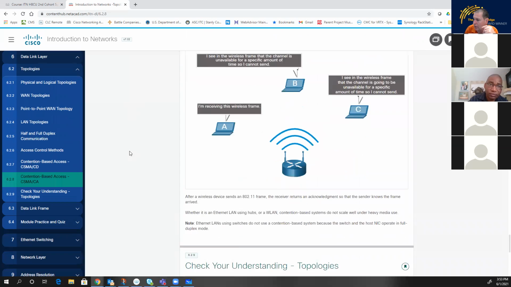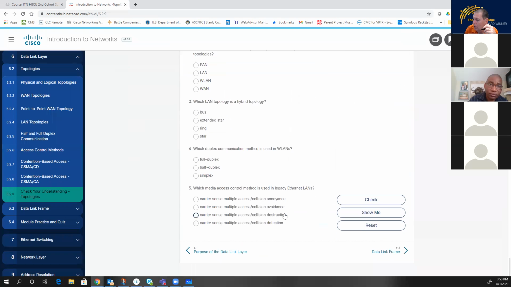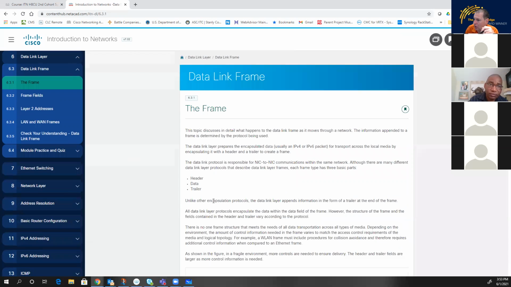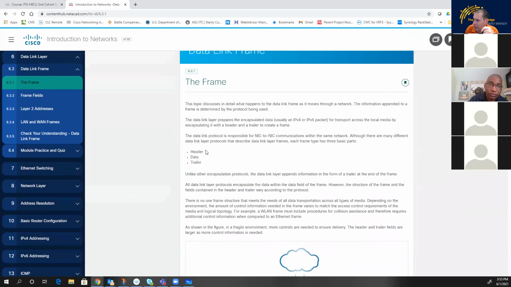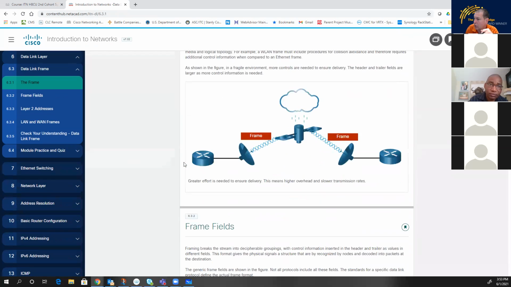All right, and I've talked about these a little bit. So let's look at a data link frame. Let's look at what is in a frame. The frame has a header, data, which is all that information from the layers above. Remember our Russian doll analogy that I gave you? It's all that information above. And then there's a CRC or a trailer at the end.